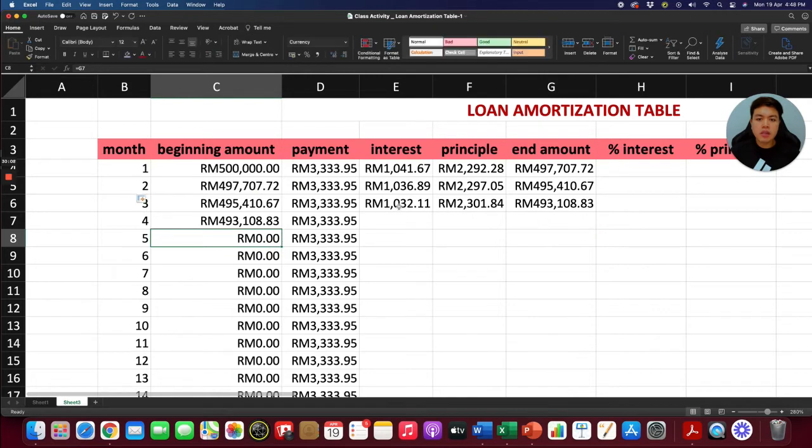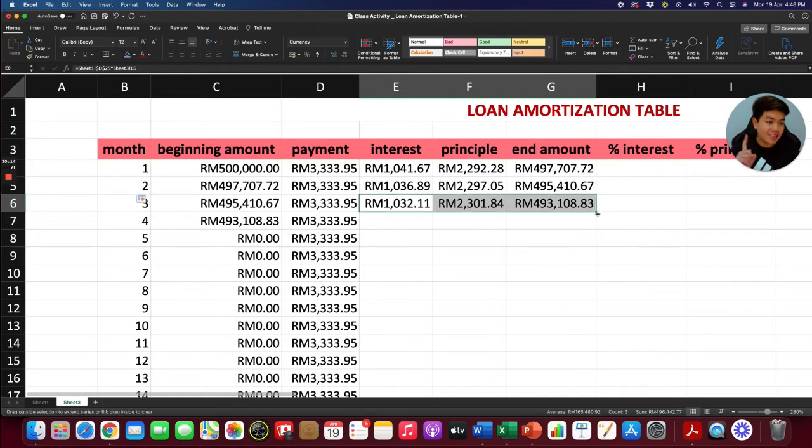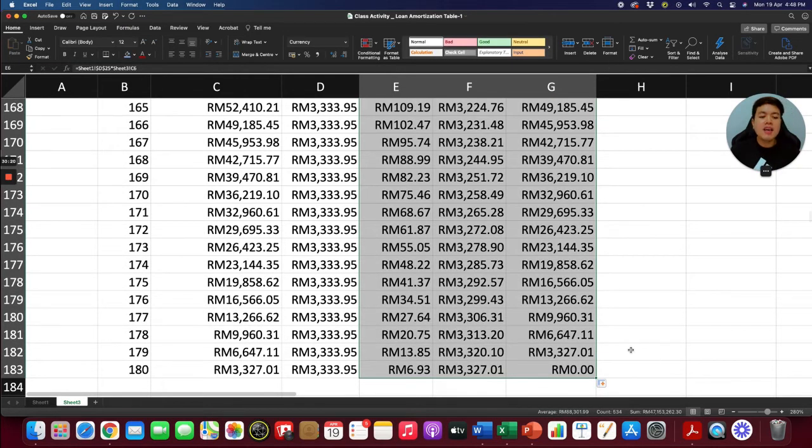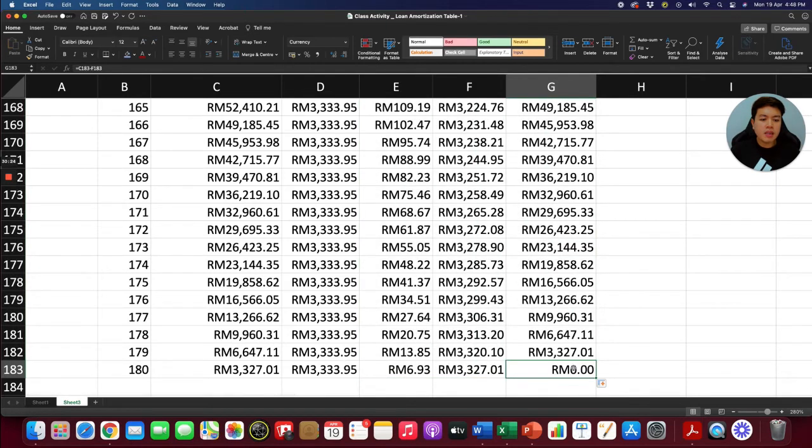So don't worry. What you can do, you can highlight all these 3 columns. Alright. And then one more time, magic. Let us see magic. So you can drag it until 180. Chang, chang, chang. And your loan amortization table is successful if at the end it becomes 0. What at the end here? You can see, right?